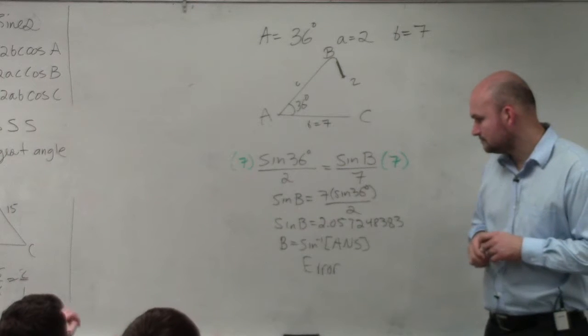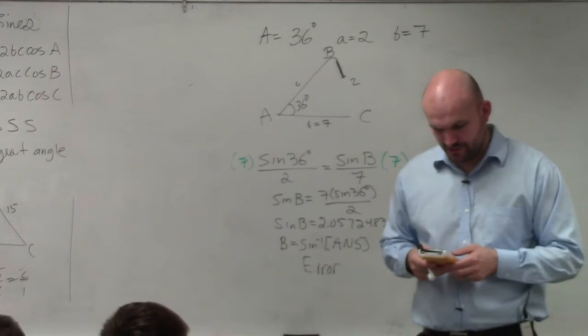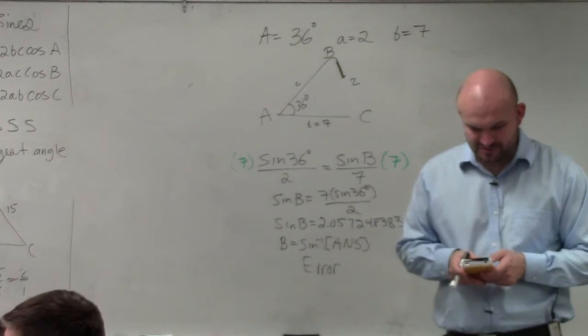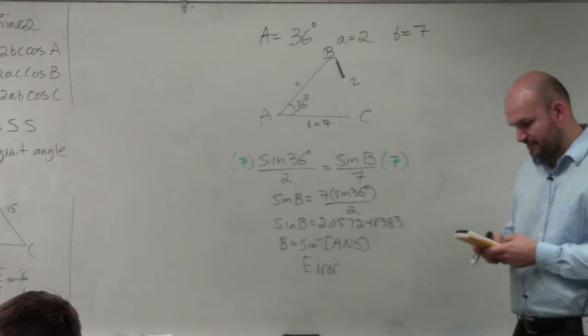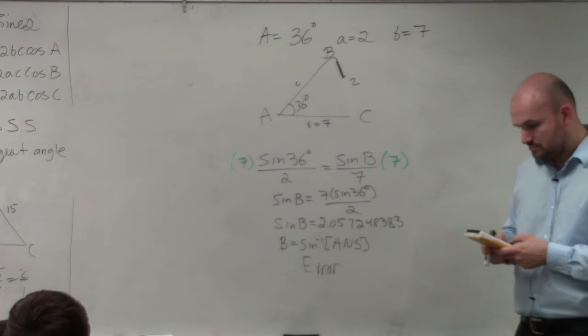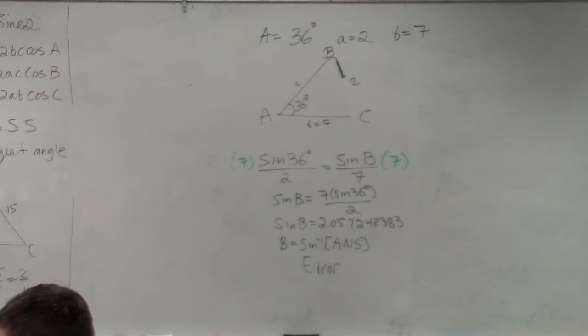So when you're typing it on the calculator, you would do everything to the right, all that mess, and then you get the answer. I'll show you in the calculator, you could do sine inverse of 7 times sine of 36, divided by 2. You just need to be very careful with your parentheses. OK? So you could type it all in. Absolutely.